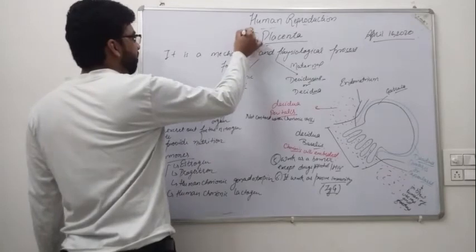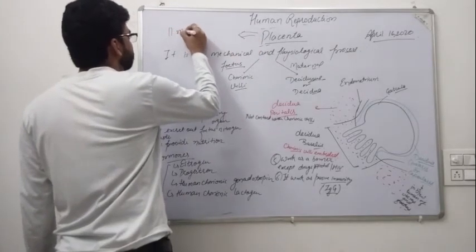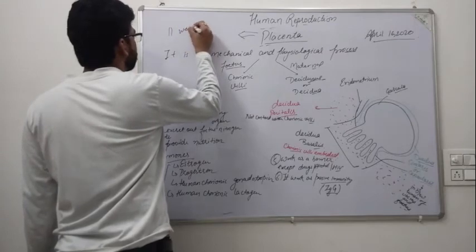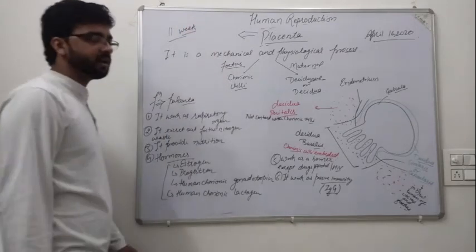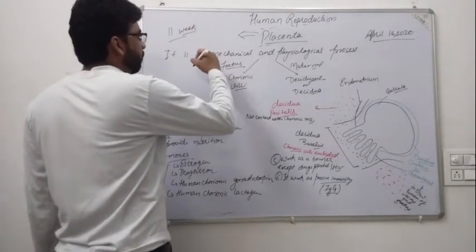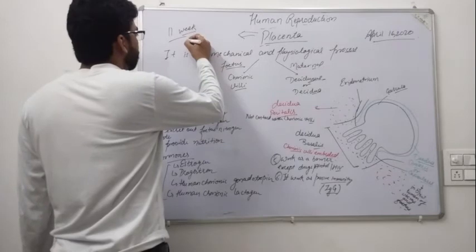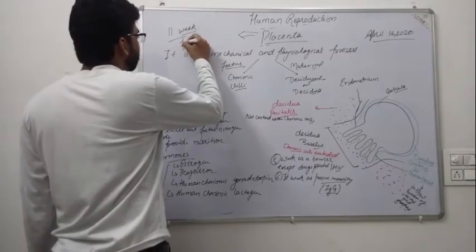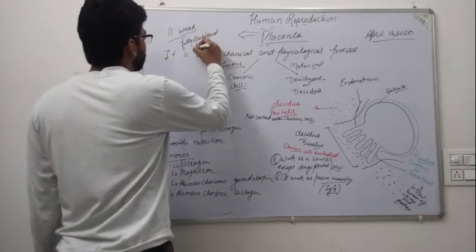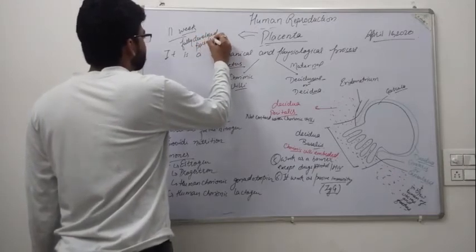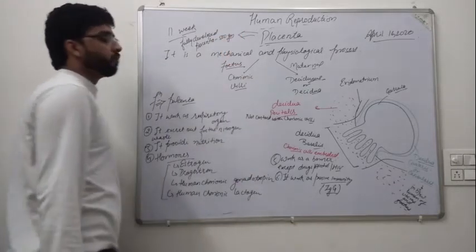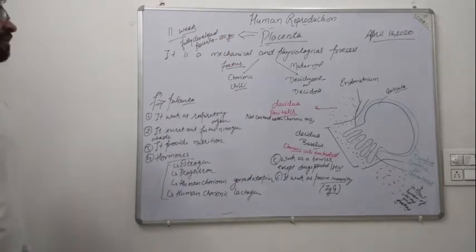Placenta takes 11 weeks. For the development of a placenta, it requires 11 weeks. Next, a fully developed placenta weighs 500 grams. Fully developed placenta weight is 500 grams here.